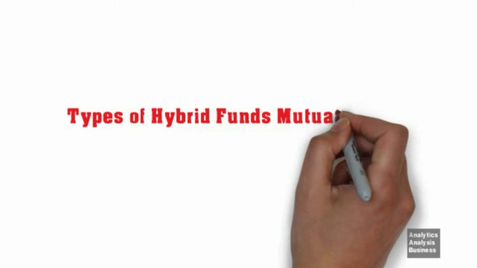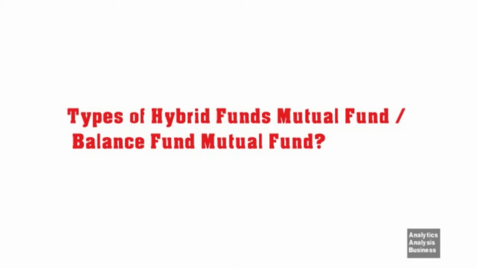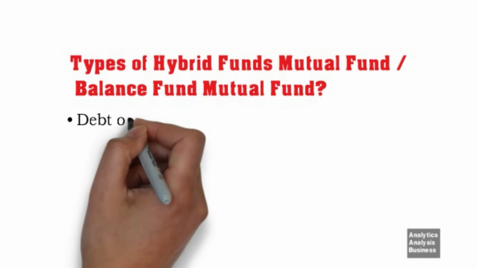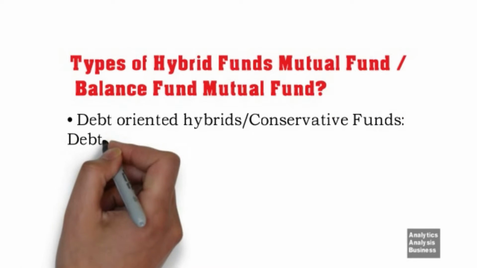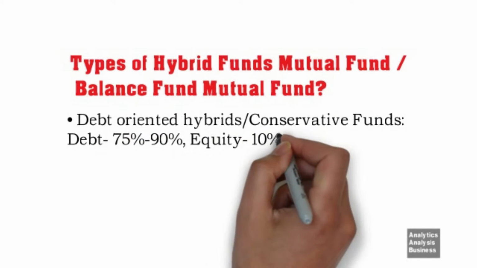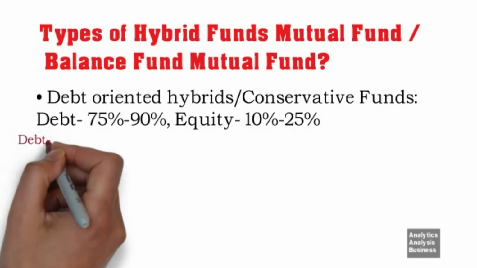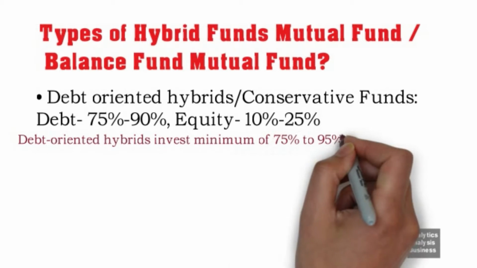Types of hybrid mutual funds or balanced mutual funds. Debt-oriented hybrid or conservative funds: debt 75% to 90%, equity 10% to 25%. Debt-oriented hybrids invest a minimum of 75% to 90% in a debt portfolio.